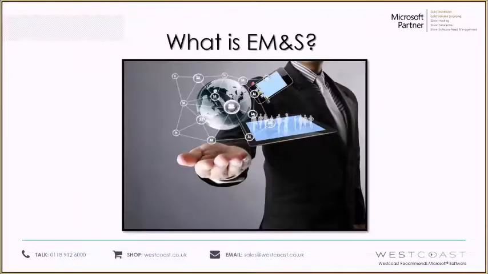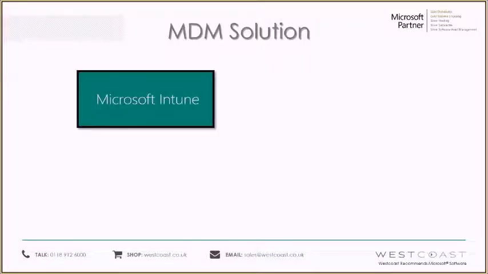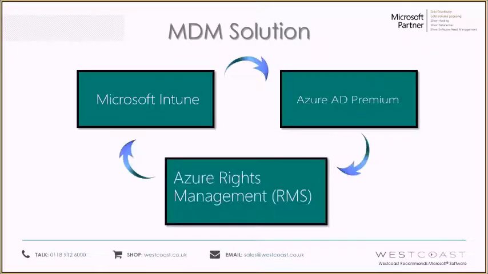Where is it right to actually apply Enterprise Mobility and Security? So, to start off, what is EM+S? Now, we've already covered some bits on what the MDM side is. So what actually is inside EM+S? It's made up of 3 core products: Microsoft Intune, Azure Active Directory Premium, and Azure Rights Management, or RMS. These 3 combined together form EM+S.